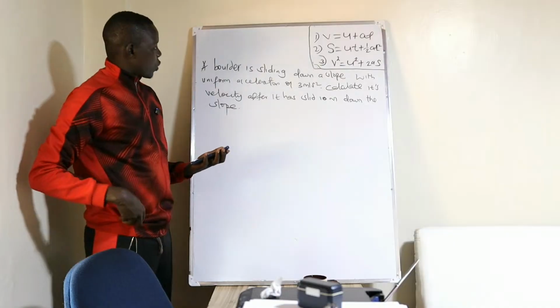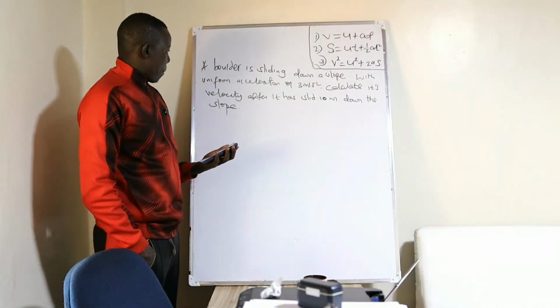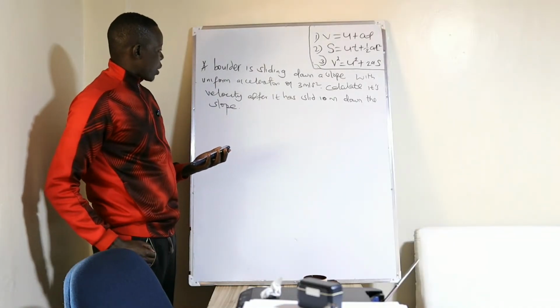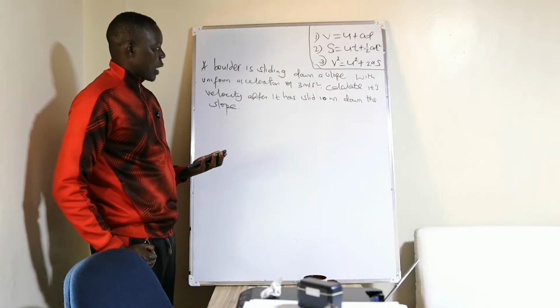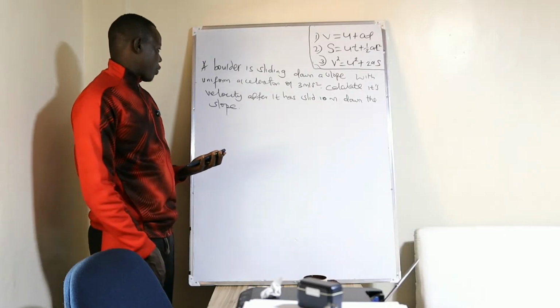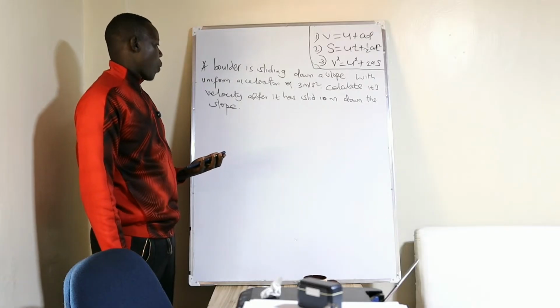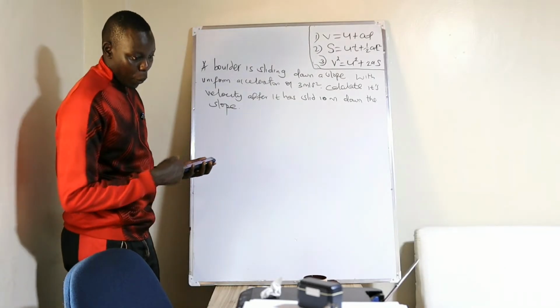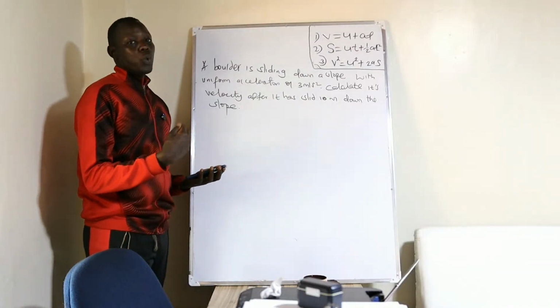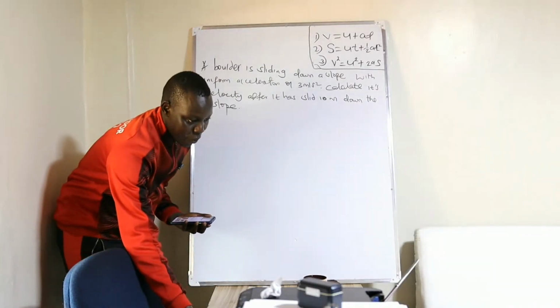So our first question today is, a boulder is sliding down a slope with a uniform acceleration of 3 meters per second square. Calculate its velocity after it has slid 10 meters down the slope. So that's the question I want us to start with. Then we will do 4 others for today.